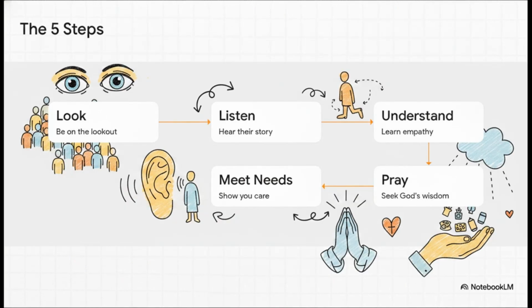So, let's bring the whole shebang together. The open hand model. I highly encourage you to lock these 5 actions into your memory. 1. Look closely for the marginalized. 2. Listen to their story without jumping to assumptions. 3. Understand by putting yourself in their shoes. 4. Pray with them and for God's provision. And 5. Meet their needs cheerfully and sacrificially.